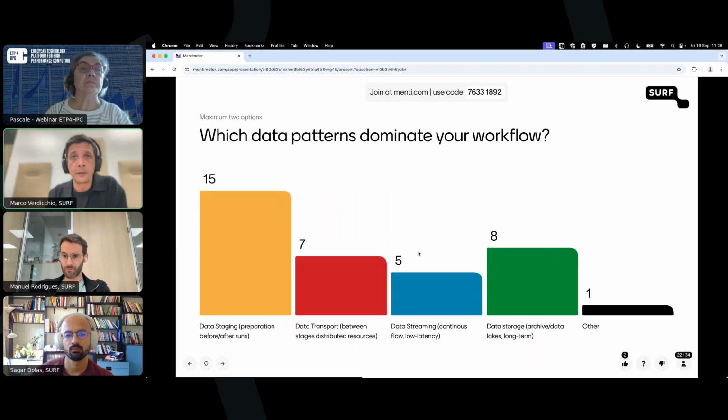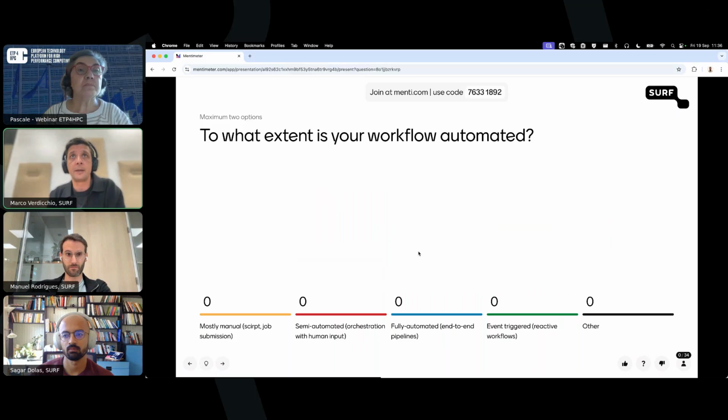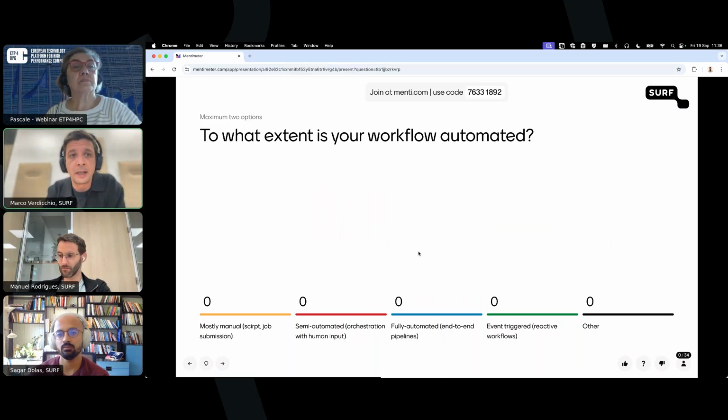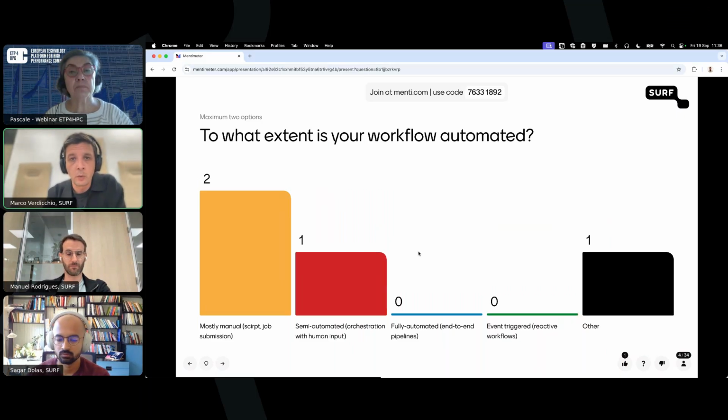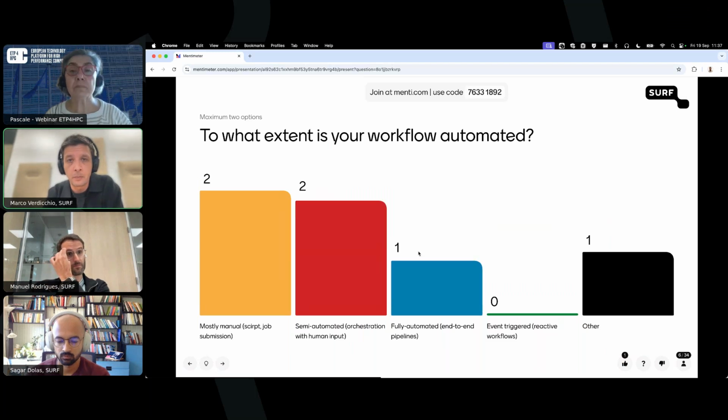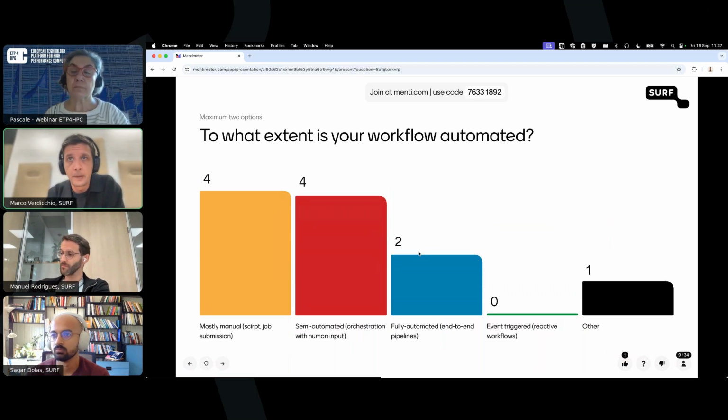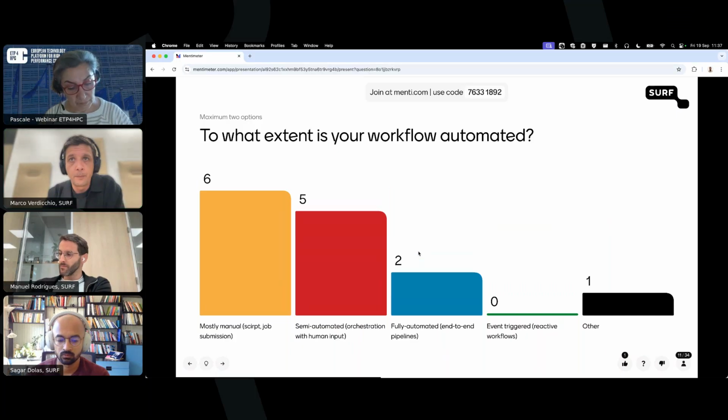Staging and storage seem to be the most prominent. Then the last part is about the automation of your workflow. So, to what extent is your workflow automated? Not the level you would like, but what you are currently able to do with your workflow. That's the part we are interested in.